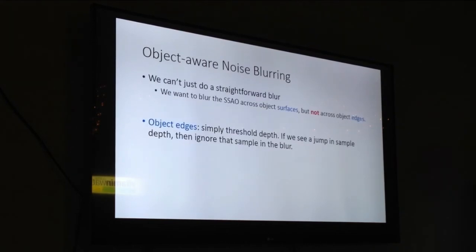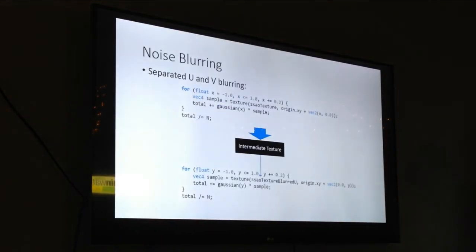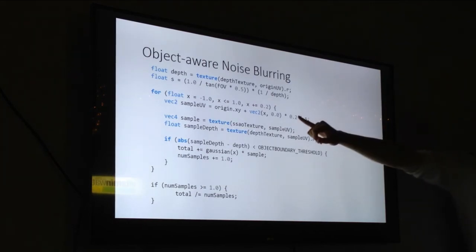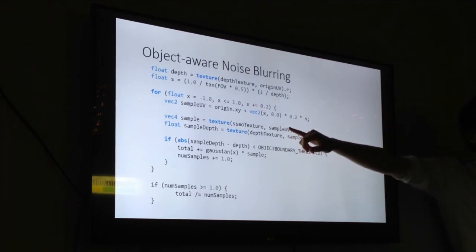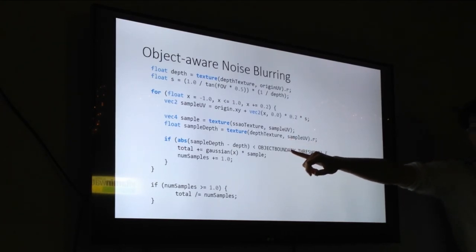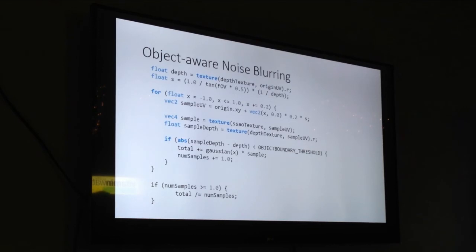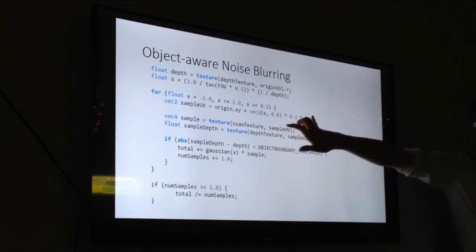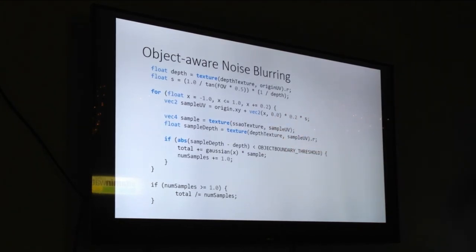It looks sort of like the previous shader, but with additions. Now, instead of just reading the SSAO texture, we read the depth texture as well. And then if the depth difference is above some threshold that we set, we ignore it. Otherwise, we take the sample into account, and also modify the blur width by S, which is our magic blur width.